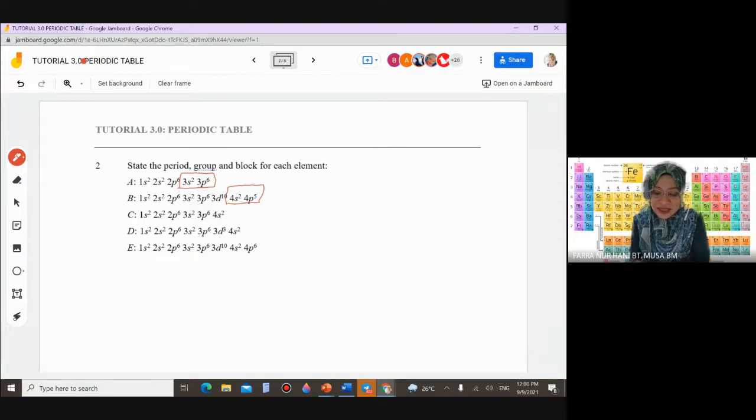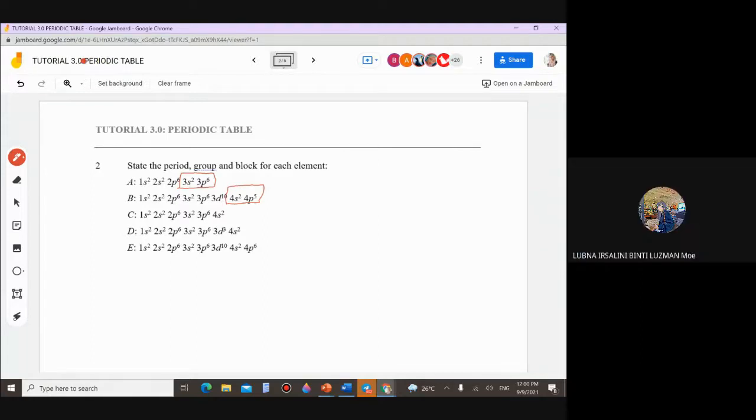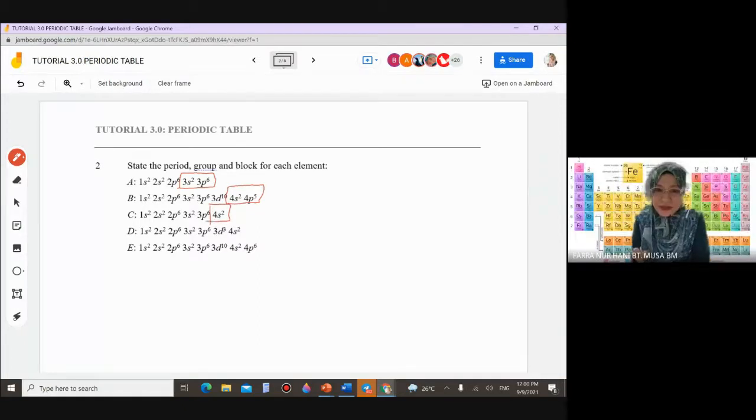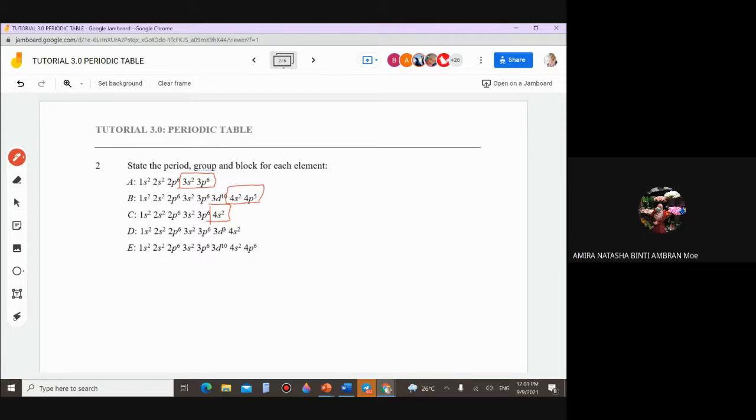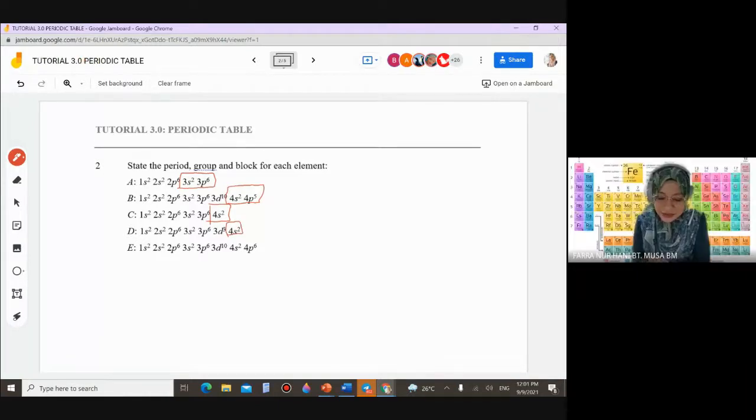4S2, 4P5 saya lah jawab. Okey. Nampak tak nak? Yang ni kenal lah. Okey, dia combination 4S dengan 4P. What about C? Mana valence electron dia? 4s2. 4S2 saja. Very good. Okey. D? Mana valence electron dia? Where's the valence electron? 4s2. 4S2 only. 3D3 4S2. Don't forget.